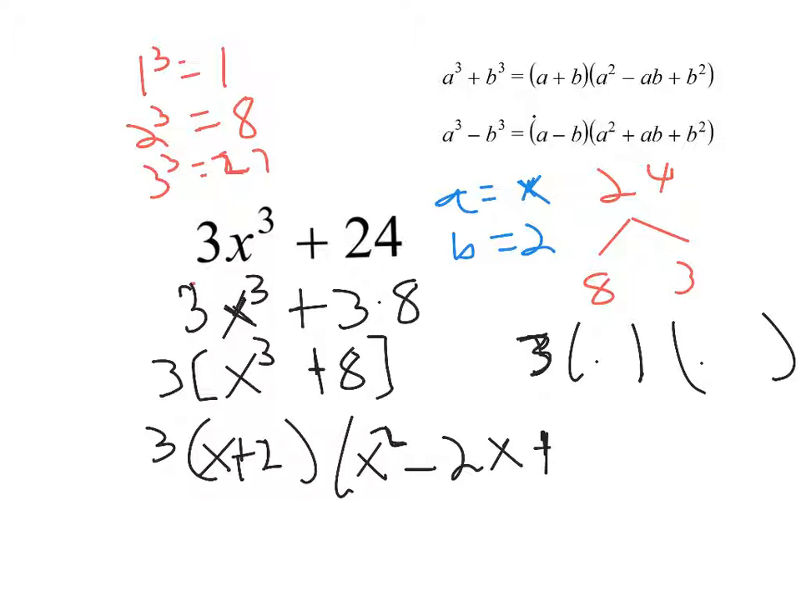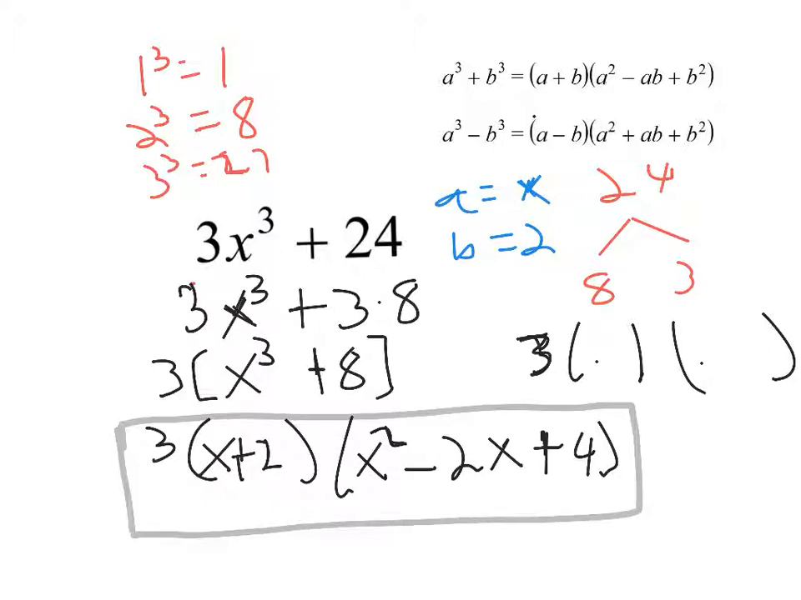Remember, everything is addition except between the first and second terms of the second factor. That's the only subtraction you have in this formula. So this is my x squared, then x times 2 is 2x, and then b squared is 2 squared, which is 4. So the final answer is: 3x cubed plus 24 equals 3 times x plus 2, times x squared minus 2x plus 4.